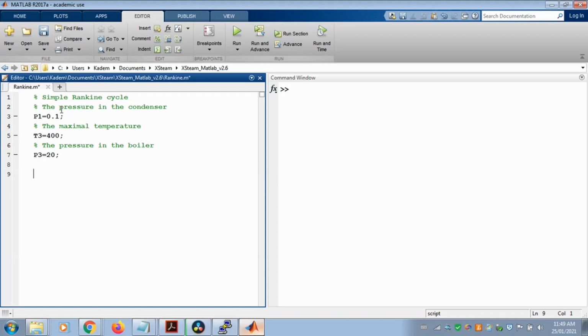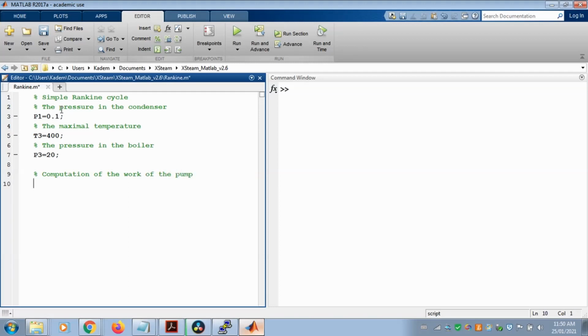So now, after we have done this, we can start calculating the work of the pump, Q in, the work of the turbine, and so on. Here I'm using the classical way, the step-by-step approach. And to calculate the work of the pump, we will be using minus the integral of V dP. So, computation of the work of the pump.